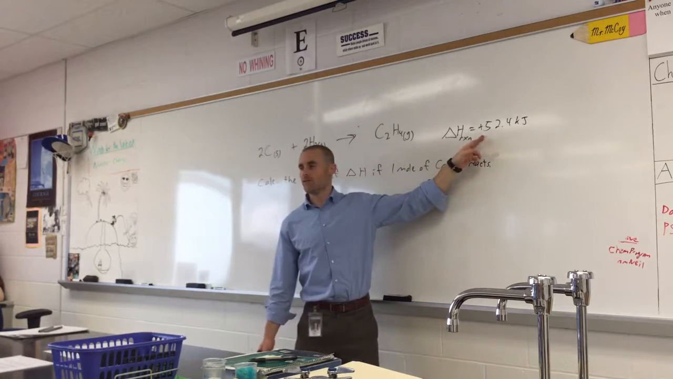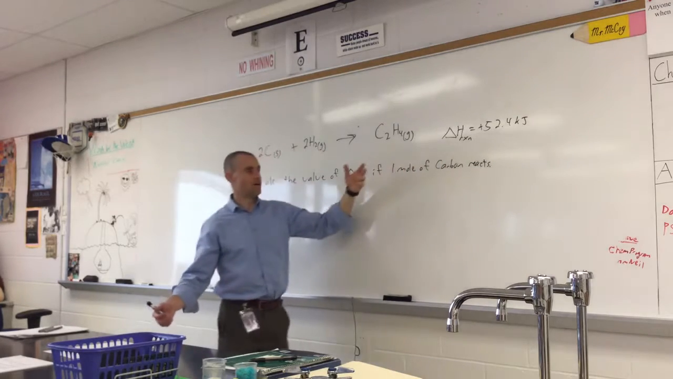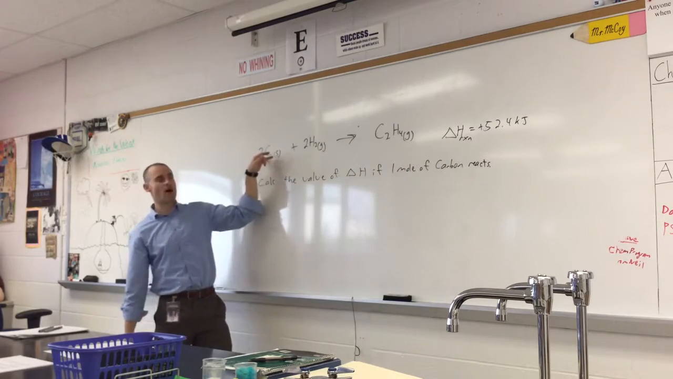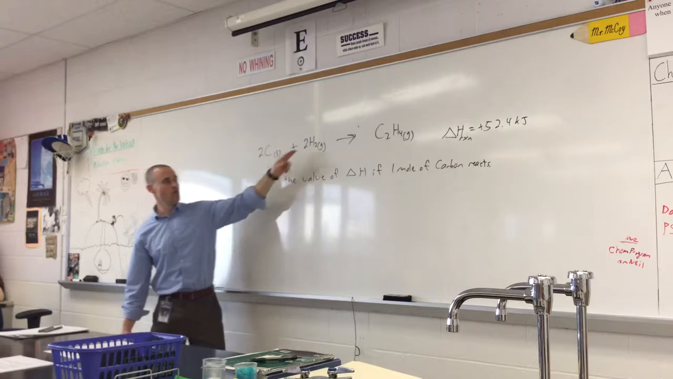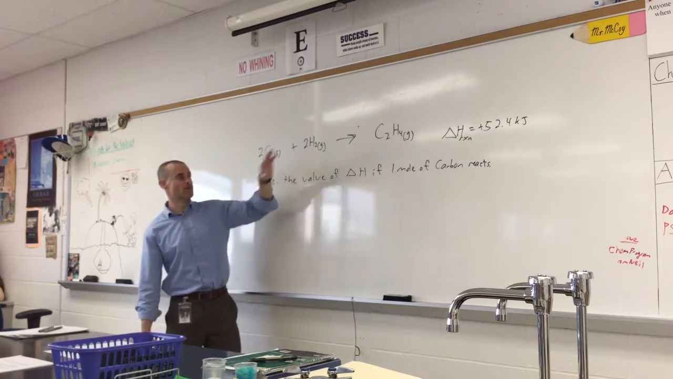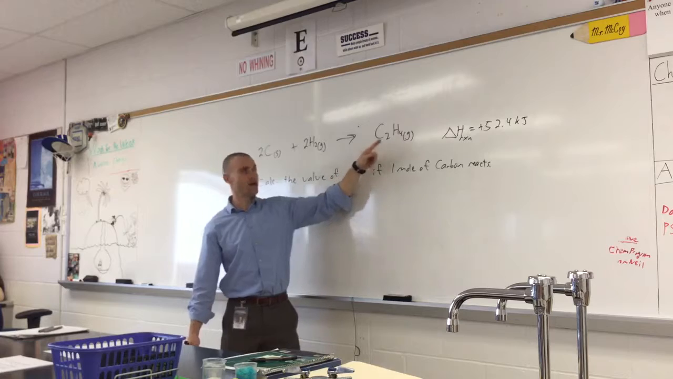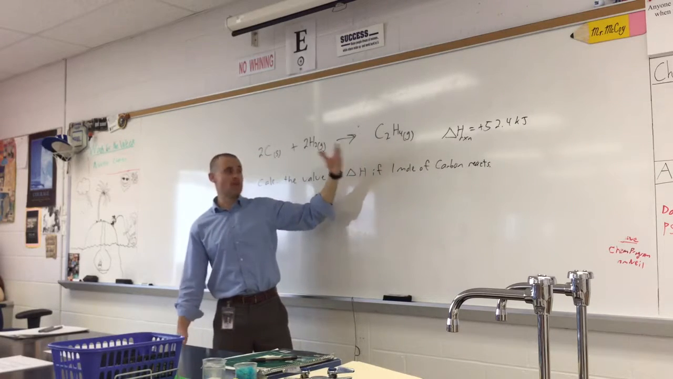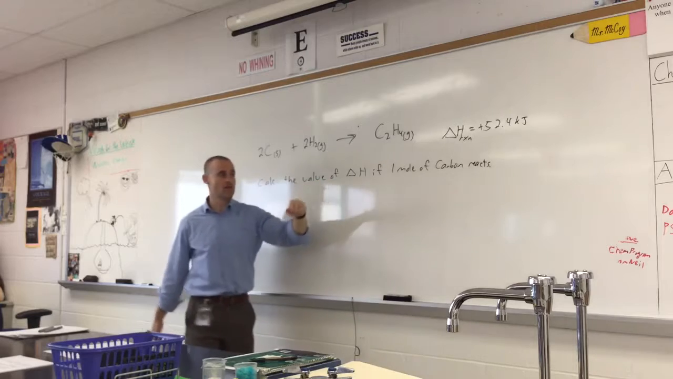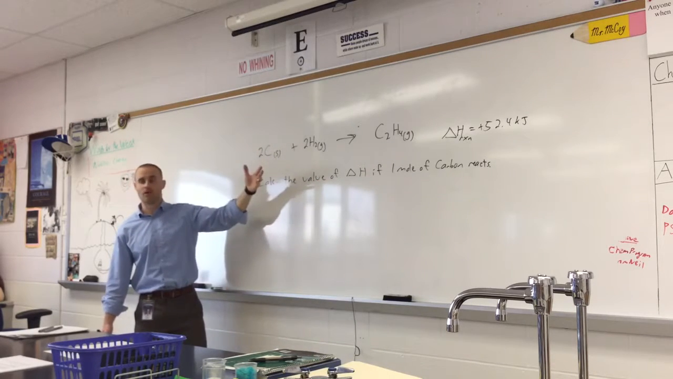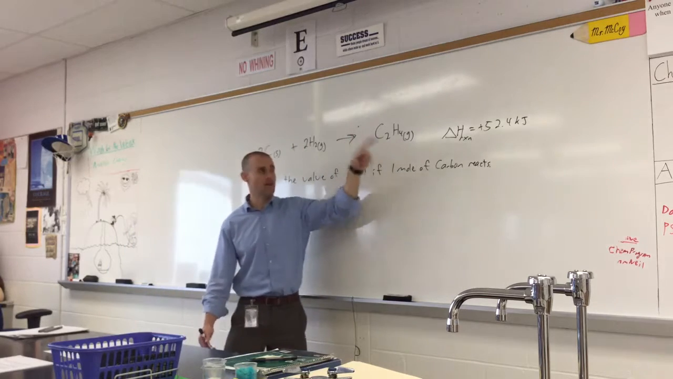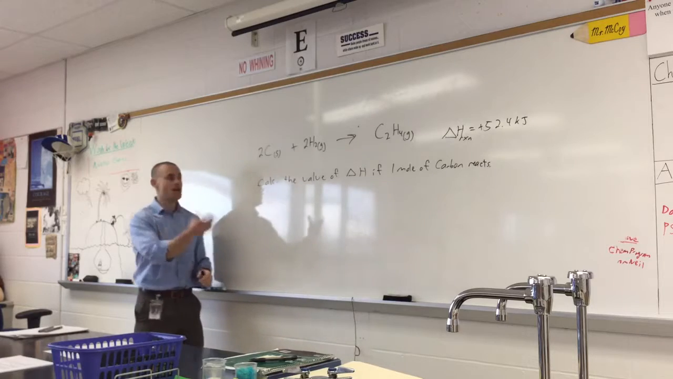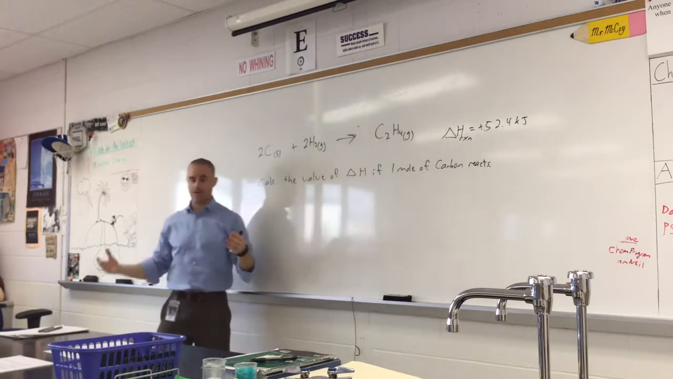First of all, is that endo or exo? What's that mean? Absorb. Enter. Put in. So 2 moles of carbon needs 52.4 kilojoules of heat in order for it to react. 2 moles of hydrogen need 52.4 kilojoules in order to react. 1 mole of C2H4 will be produced, but it needs 52.4 kilojoules to be absorbed in the reaction before it can be produced. So 2 moles needs 52.4, 2 moles needs 52.4, and 1 mole needs 52.4. What I'm trying to get you to see is that the moles and the heat are related.